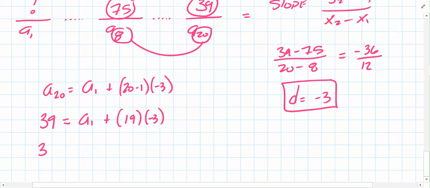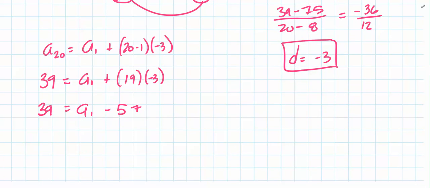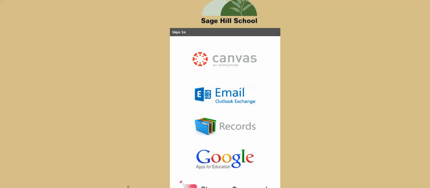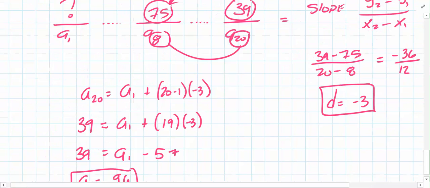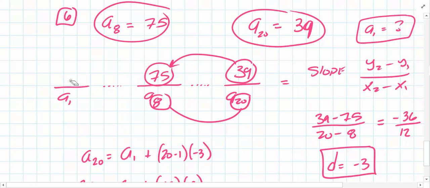All right, so that means that 39 has to be a sub 1 minus, what's 19 times 3? Anybody got that one for me? Negative 57. Awesome. And what am I looking for, you guys? Looking for a sub 1. So let's add that. Nice job. A sub 1 would have to be 39 plus 57 on a good day. 96. There we go. So the very first term of this sequence we've just figured out had to be 96.